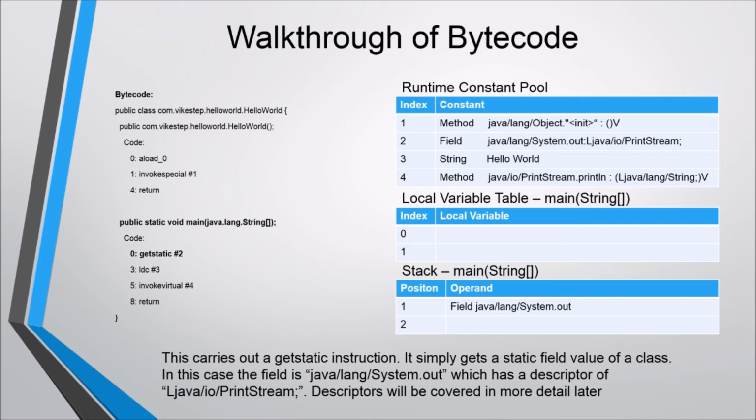Okay, so first things first, we are going to call getstatic number 2. If you look in the runtime constant pool, you'll see there's a field value for java/lang/System.out. After that, you've got a descriptor, again, which we'll cover a bit later. But System.out is the instance on which we're going to invoke the println method. So that's why we load that.